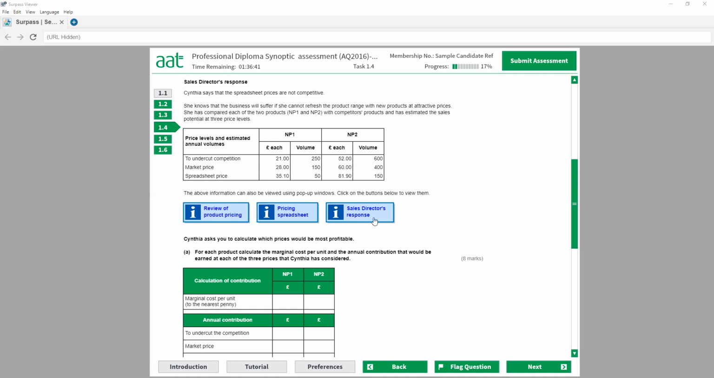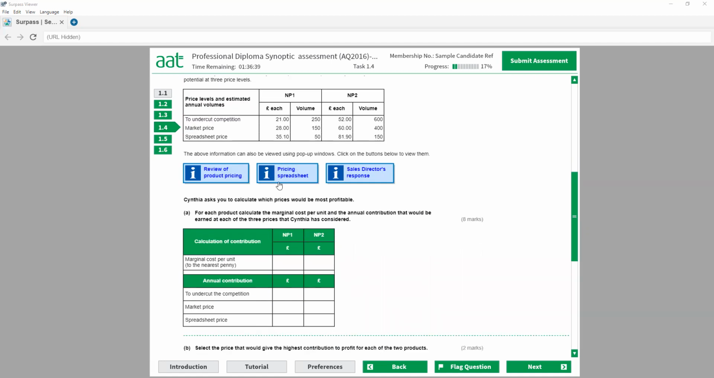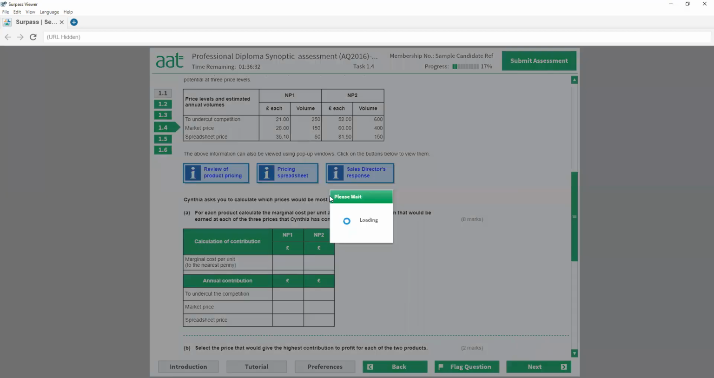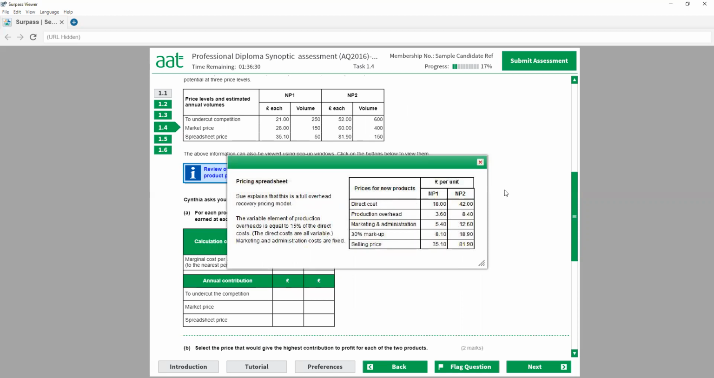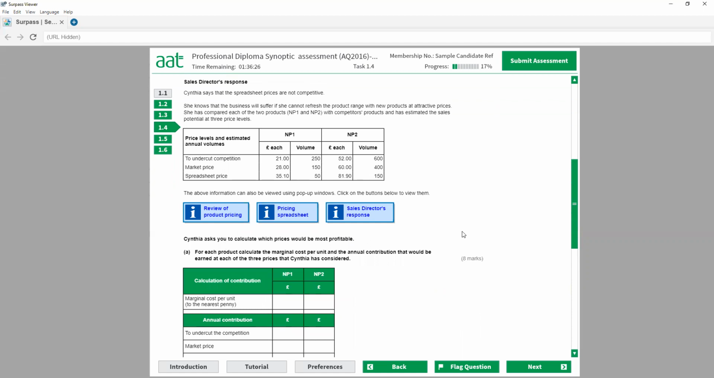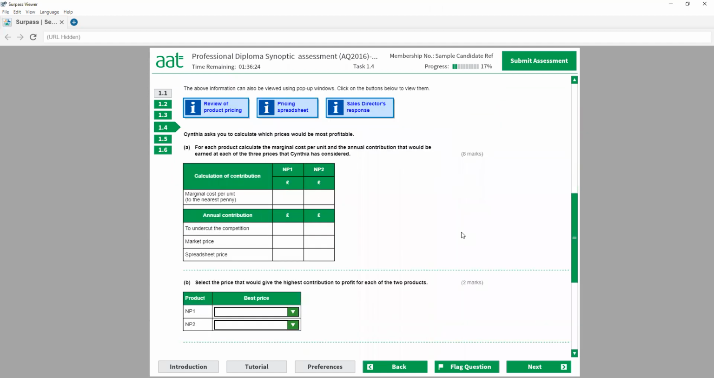The above information can also be seen. If I'd like to see any of the information, I can click and see it here. For example, if I'd like to see the spreadsheet pricing, it will show me what the spreadsheet pricing is. All right, so let's have a look at what other information we have.